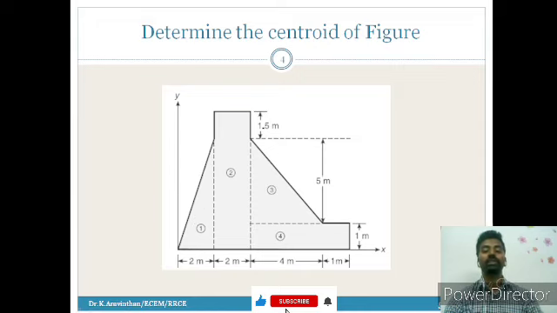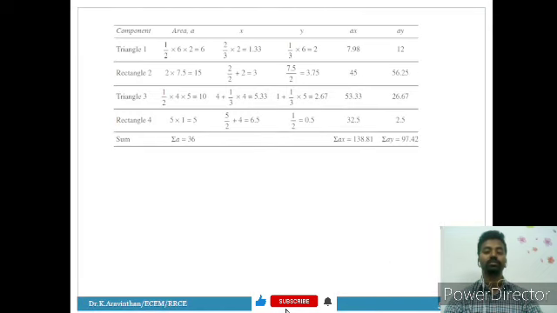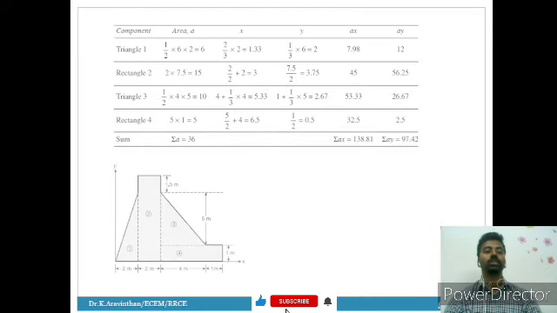We can identify the centroid by using this concept. Now no need of subtracting anything. Why? Because within the structure you have identified a number of well defined shapes, so in the result there is nothing to subtract here. You have to add all the components. So first component is a triangle.